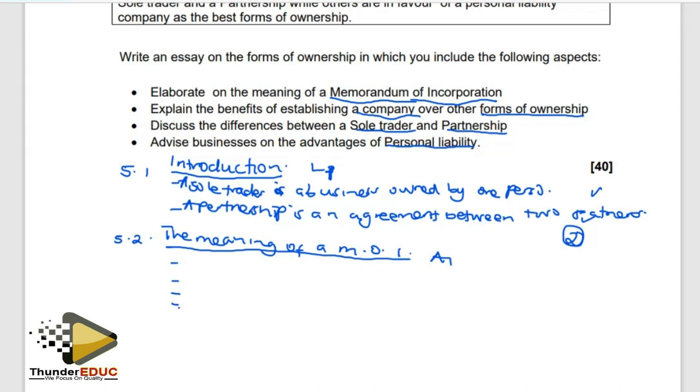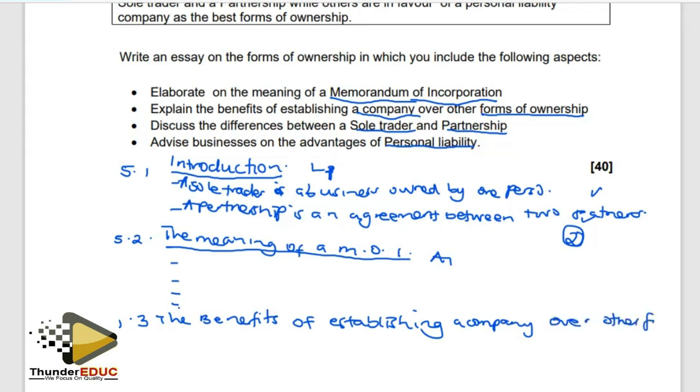You find a cloud of answers in one paragraph. That is very wrong. You find a swarm of answers in one paragraph. That is too bad. So you go to 5.3 heading, which says the benefits of establishing a company over other forms of business. Very easy. So what are you supposed to do?